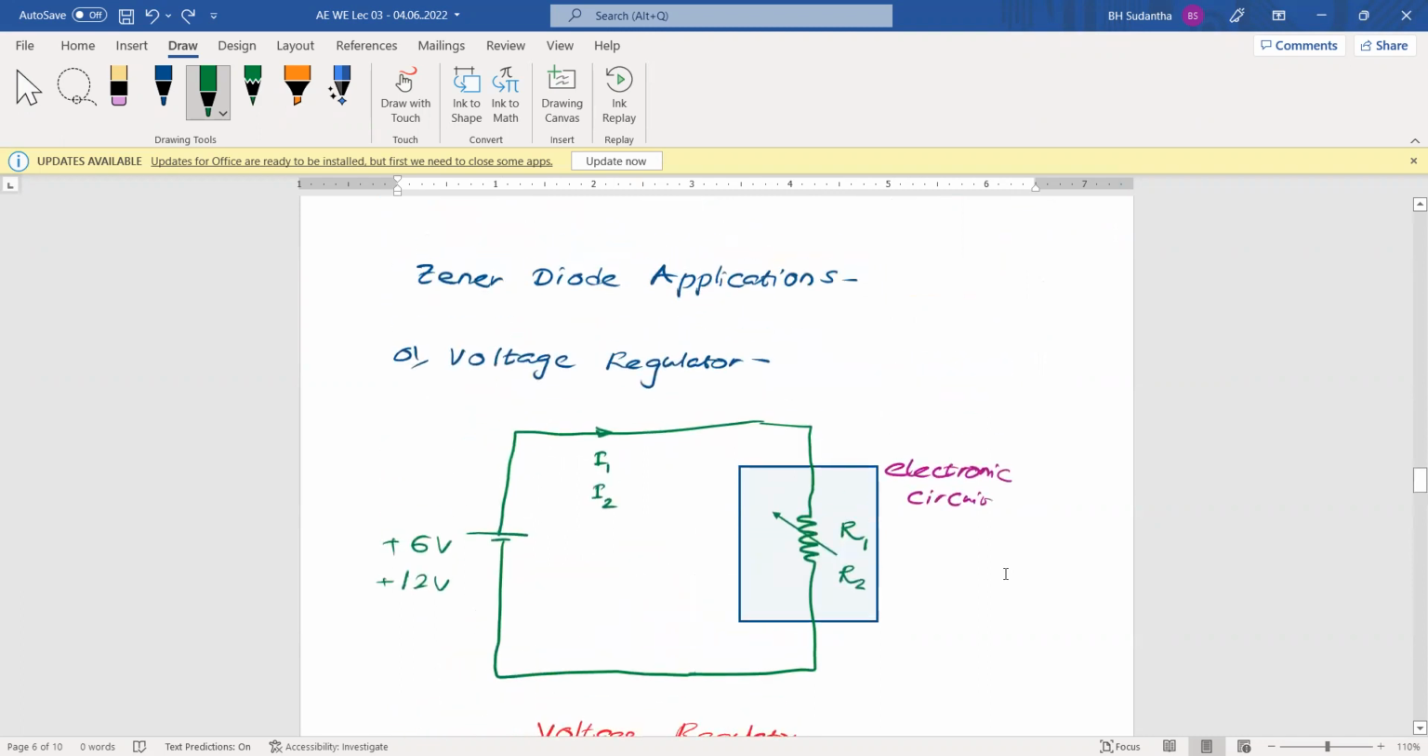Still, we didn't come to the subject. Actually, we are discussing the Zener diode voltage regulator, but still we have not come to that point. We are discussing the importance of the voltage regulator, and we are trying to understand how it is important, why we need that one, and what is the function of this voltage regulator. That's what we have discussed. So, is it okay? Is it clear?